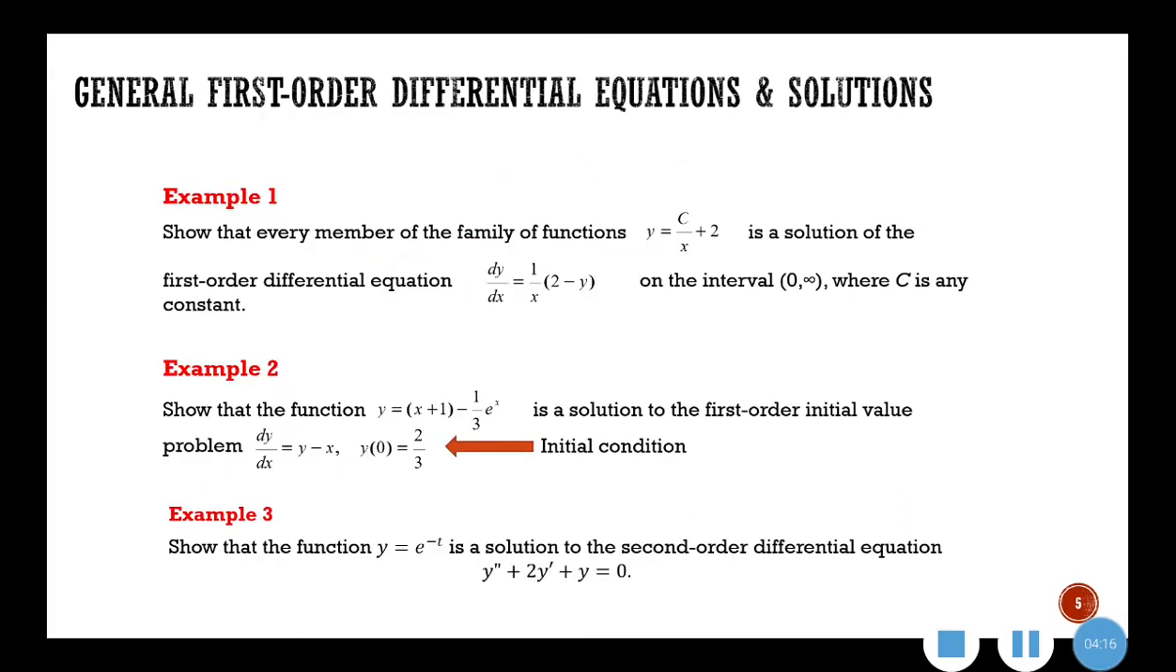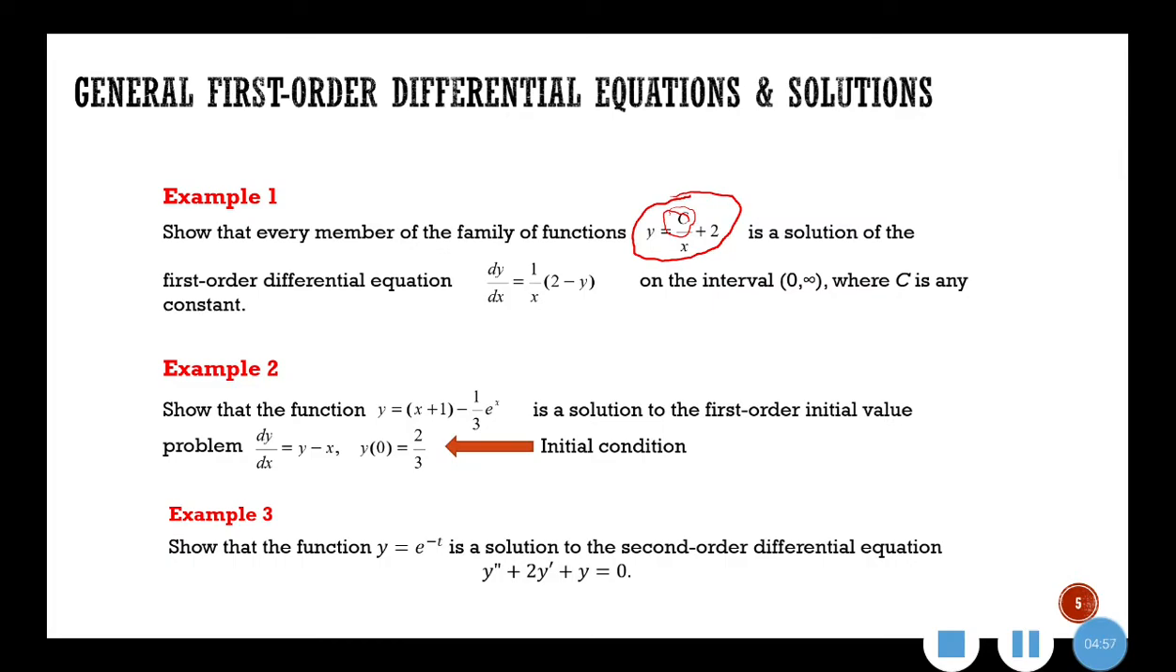Okay, so now let's have a look at example 1 here. Show that every member of the family of functions y equals c over x plus 2. This is what I meant earlier, which is considered the general solution. Why? Because c here is a constant, and the value of c can be any value. You can make it 4,000, 10, any value, positive or negative.